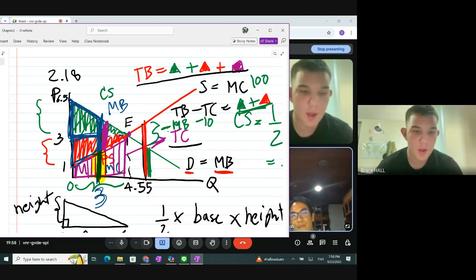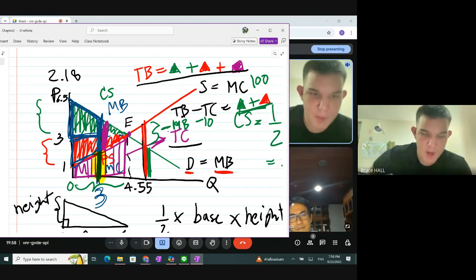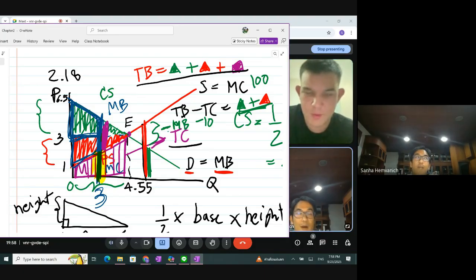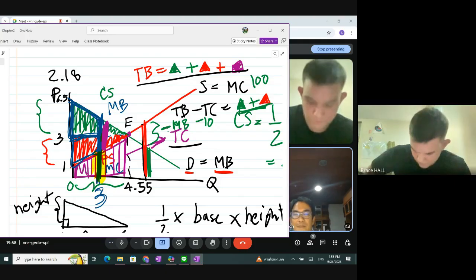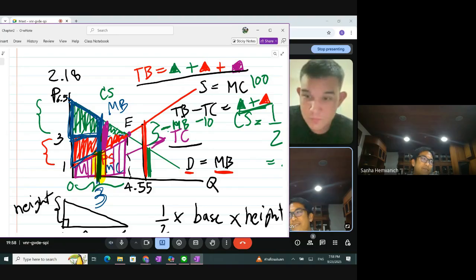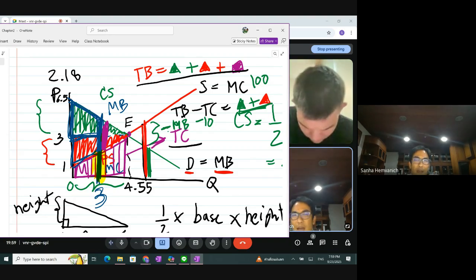Just a question. So are MB and MC actual numbers, or is it just theory? It's the actual number. I mean, if you have a graph, if you have an equation, you can calculate it. If you have the demand curve, it is the area under the demand curve.